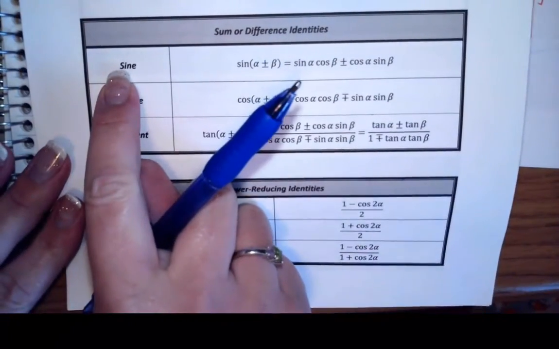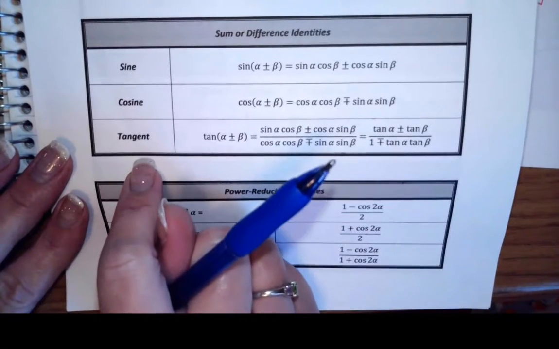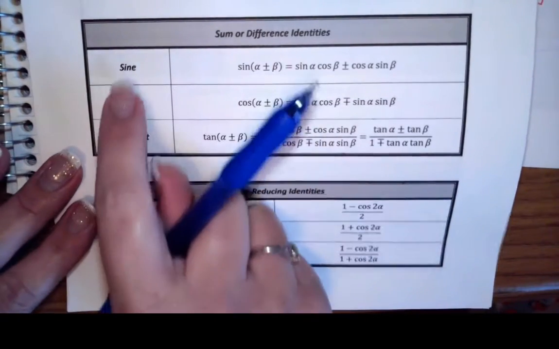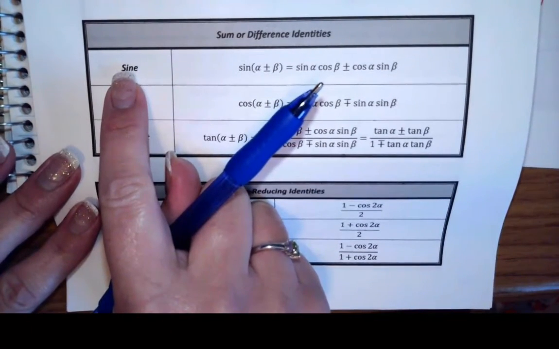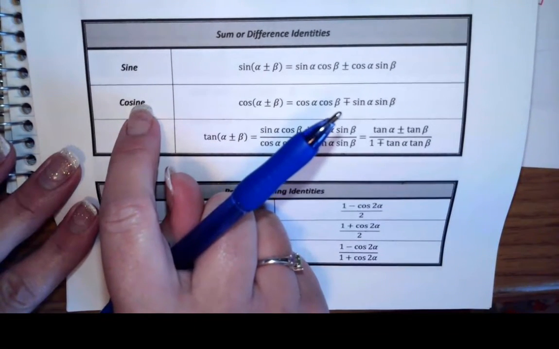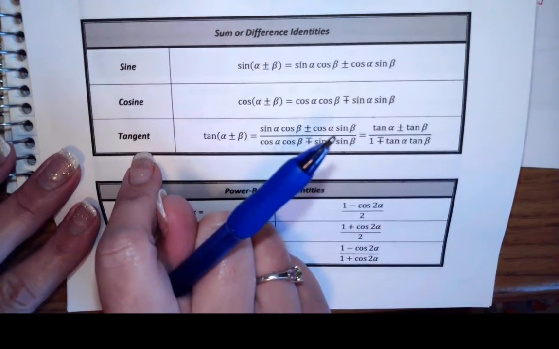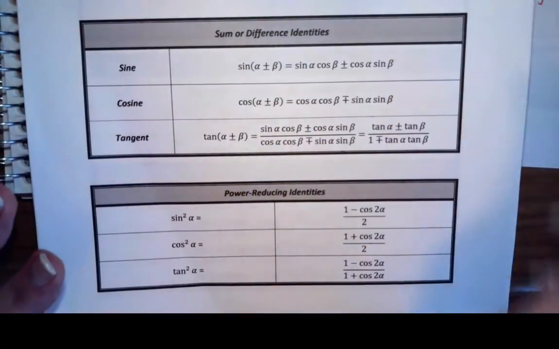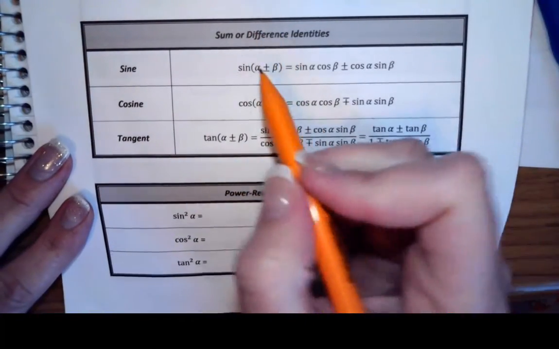And so I've got sum or difference identities for sine, for cosine, and tangent. Well, where are the other ones? It's just going to be 1 over sine for cosecant, 1 over cosine for secant, or 1 over tangent for cotangent. So let's look at how to read this thing first.